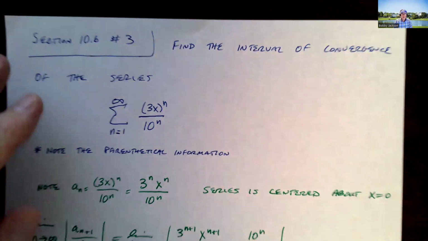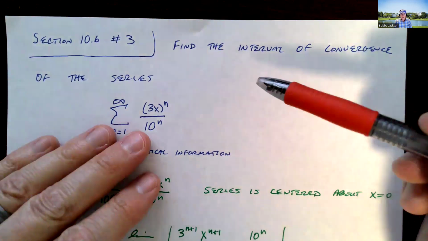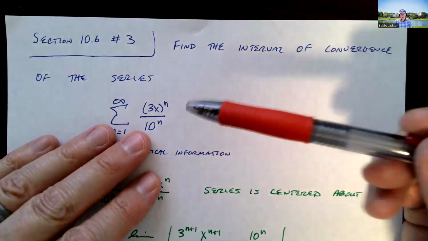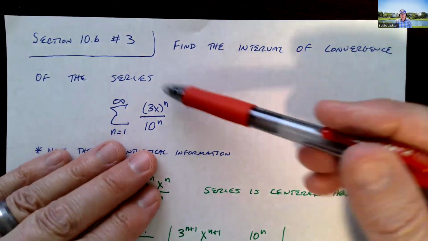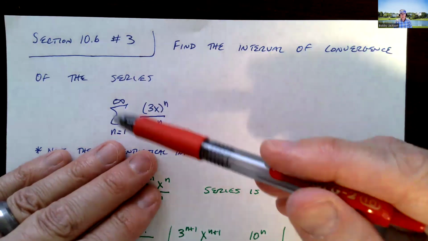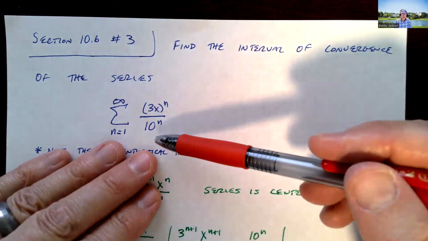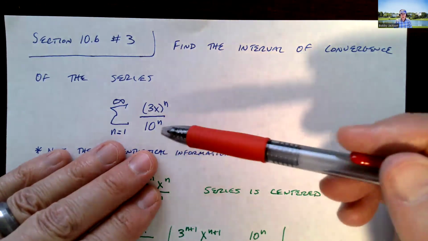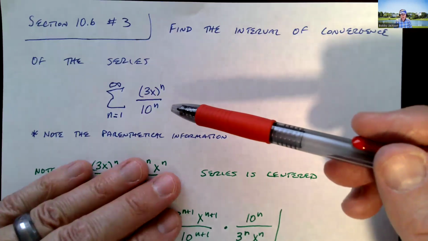Hey everyone, let's take a look at number 3 in section 10.6. We're going to find the interval of convergence of actually three series. They start with this one, then ask you to do slightly modified power series, very similar to this one, to show you how those slight changes can affect the interval of convergence. Okay, so note that the power series is centered about x equals 0.